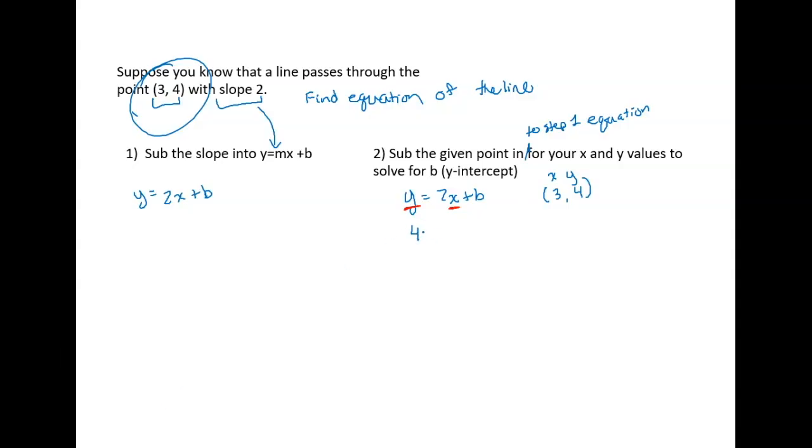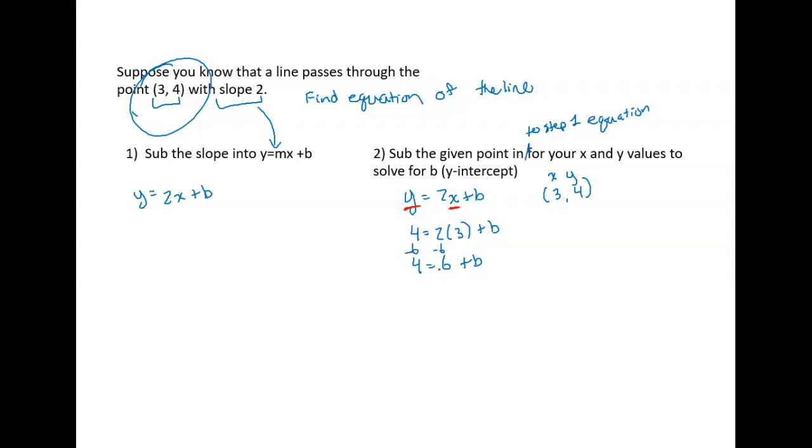So my y is 4, my x is 3, and my b shouldn't have anything in for it. The whole point of this is to solve and figure out what my y-intercept is, or what b is. So 2 times 3 gives me 6. Now I'm going to use my algebra. Lots of students here are going to accidentally divide by 6. We don't want to do that. The 6 is actually being added to the b.